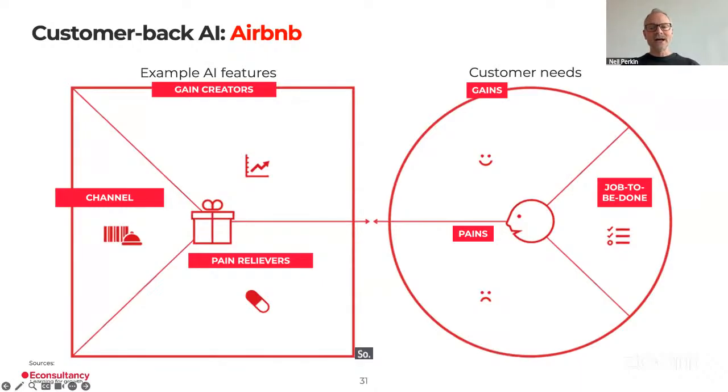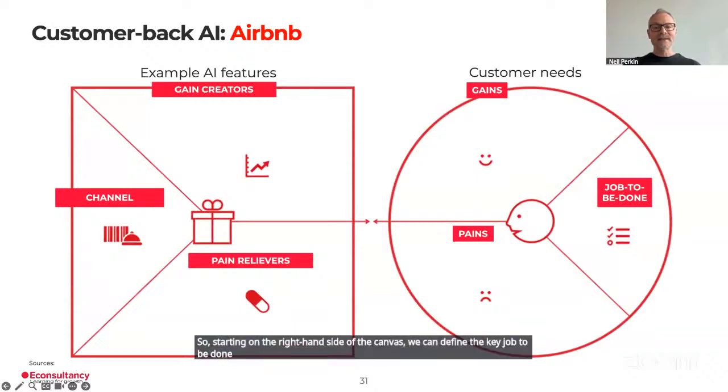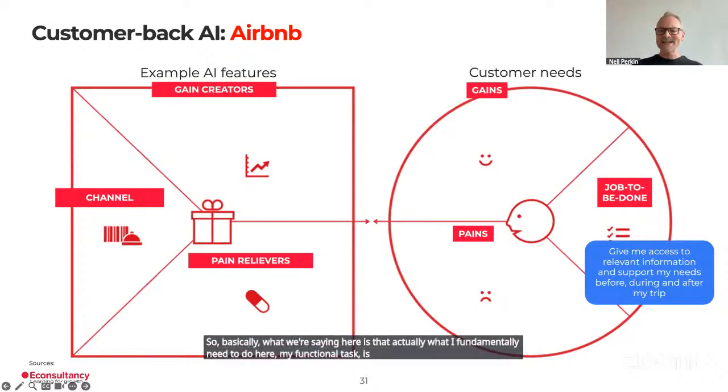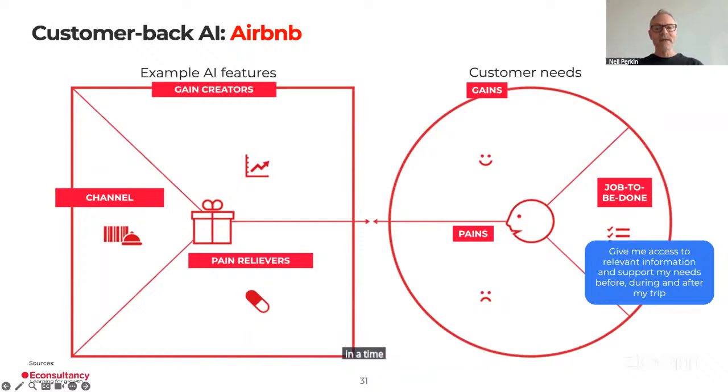So starting on the right-hand side of the canvas, we can define the key job to be done. And that might be perhaps access to relevant information. So basically what we're saying here is that what I fundamentally need to do here, my functional task, is I'm trying to access relevant information as and when I need it in a timely manner. And that might be before the trip, during the trip, or after the trip.